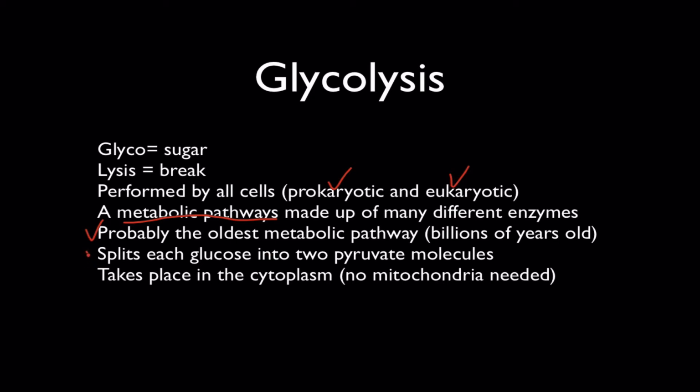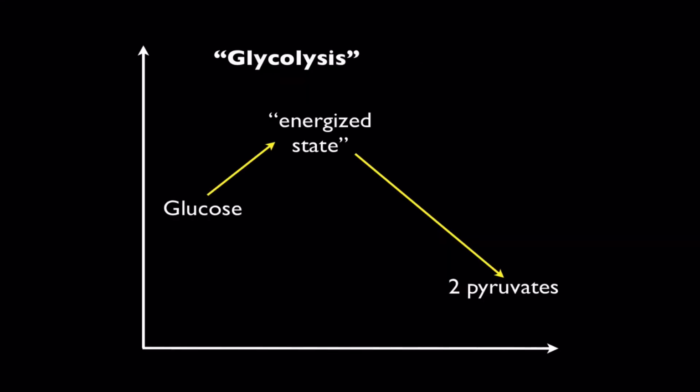What glycolysis does is it splits each glucose into 2 pyruvate molecules, and it's something that takes place in the cytoplasm. You don't need organelles like mitochondria to do that, hence it being something that prokaryotes do. Because remember, prokaryotes don't have mitochondria. All right, glycolysis is an energy yielding reaction, so it's a net exergonic reaction, which means it's going to be downhill. But the first step in glycolysis is actually uphill, because we've got to take glucose and raise its energy level up to a point where we can call it an energized state. And then this energized state of glucose can then fall downhill, so to speak, to the pyruvates I mentioned earlier.